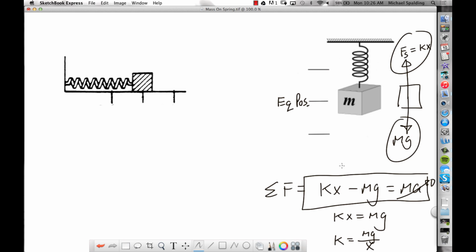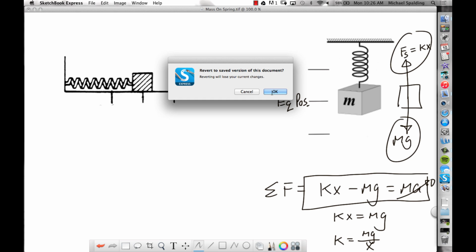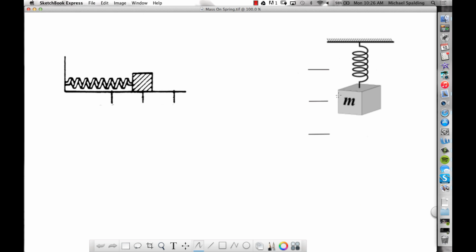Okay? Now, let's set this mass into motion. So we pull the mass down. You grab the mass, you pull it down like this, and you release it, right? So then what's the mass going to do? It's going to go up and down. It's going to oscillate where the equilibrium position is at the middle.